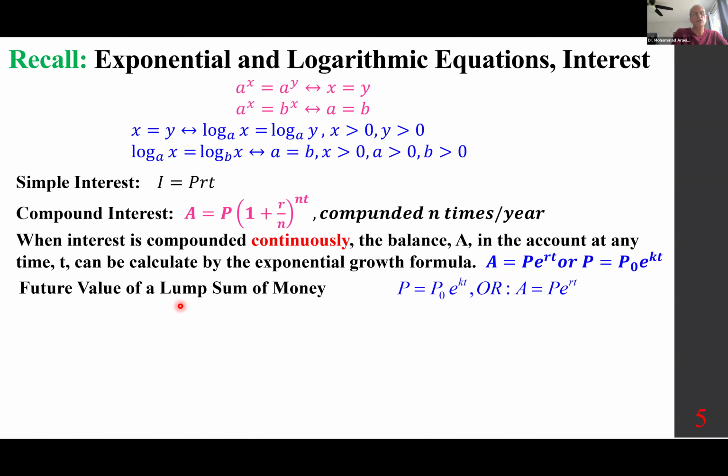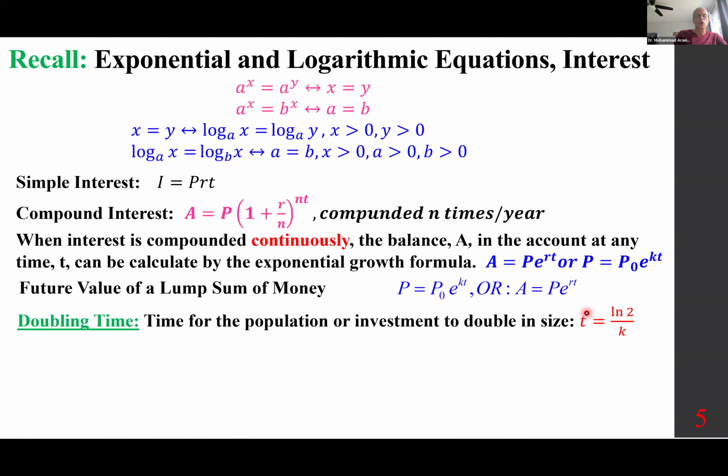What is the future value of a lump sum of money? This is another way of writing it. P equals P0 e to the power of kt, or A equals P e to the power of rt. Doubling time for the population or investment to double in size, t equals ln 2 over k.